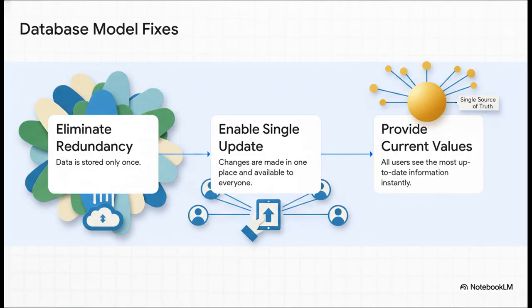And the benefits? Oh, they were immediate, and they were massive. Because data is only stored once, you get rid of all that redundancy. When a customer's address changes, you update it in just one place, and that single update is instantly available to everybody. Every single user is now working with the most current, up-to-date information possible. This was really the birth of what we call the single source of truth.